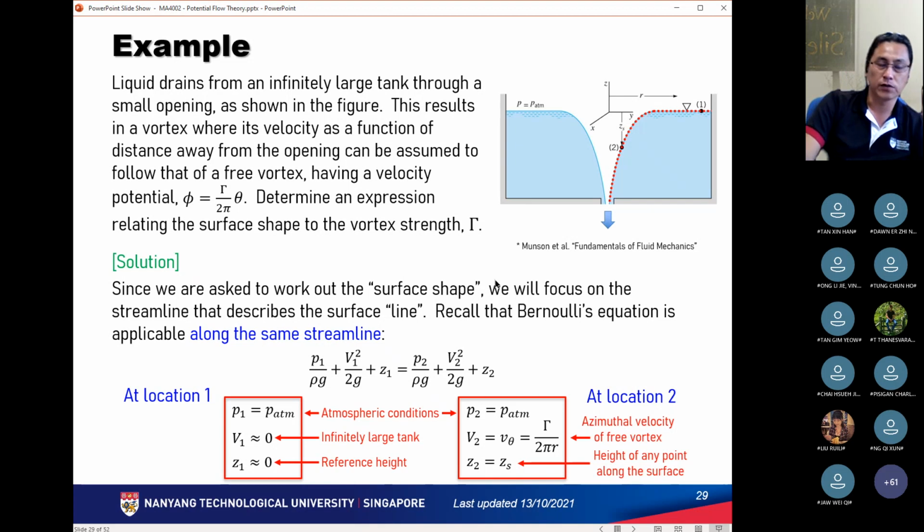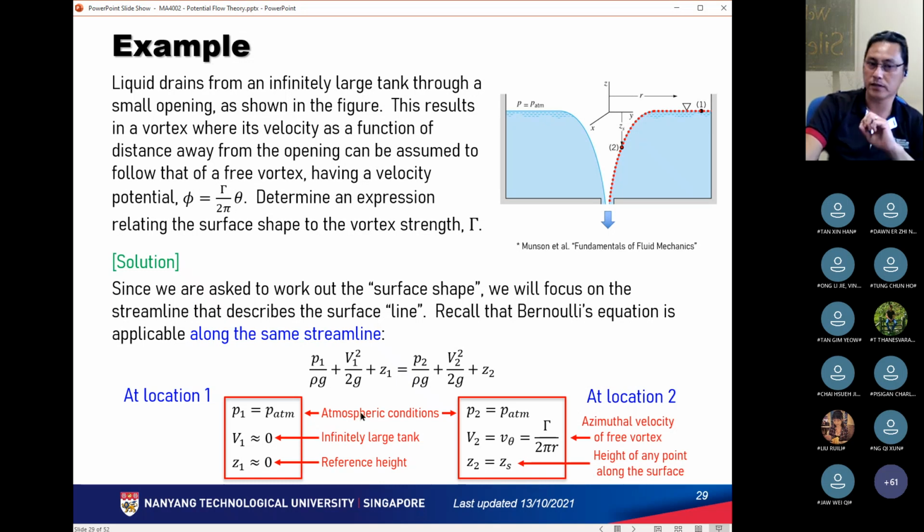Since we are focusing on a particular streamline, what should come to our mind right away? Bernoulli's equation, because Bernoulli's equation is applicable along the same streamline. Now, how do you write Bernoulli's equation? Assuming no losses, because no information about losses is given, and because this is potential flow, there's no viscosity, we assume viscosity is 0, so there are no viscous losses. So let's just say no losses.